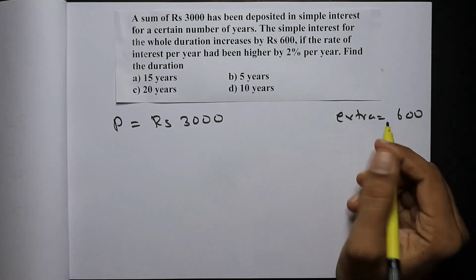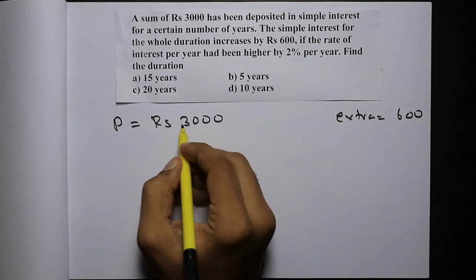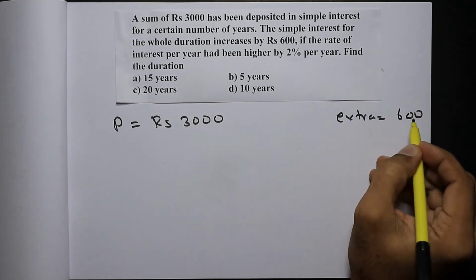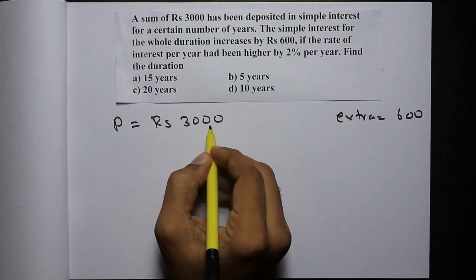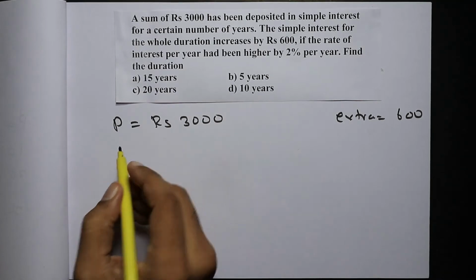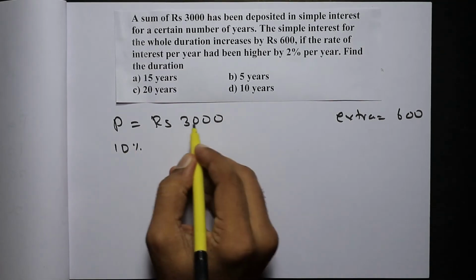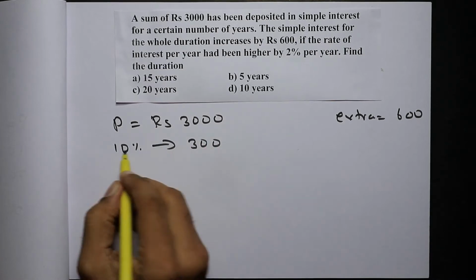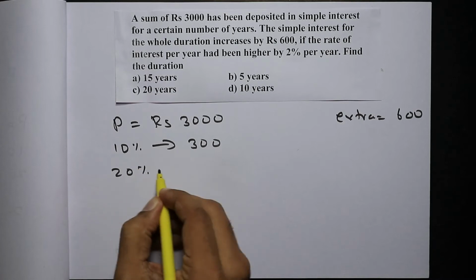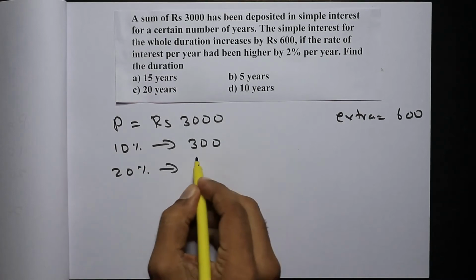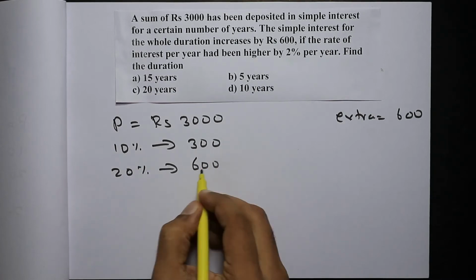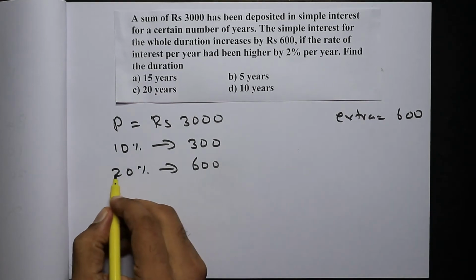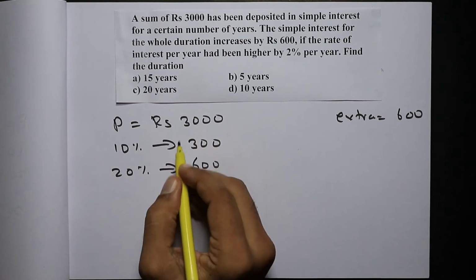So let us calculate 600 is what percentage of 3000. 600 is the extra that you are getting. That extra is what percent of 3000. Let us just calculate that first. Now 10% of 3000 is equal to 300. Now if you double this value, it will be 20%. So 20% is double of 300, that is 600. And that is what you are getting extra. So what you are getting extra is 20% of this 3000.